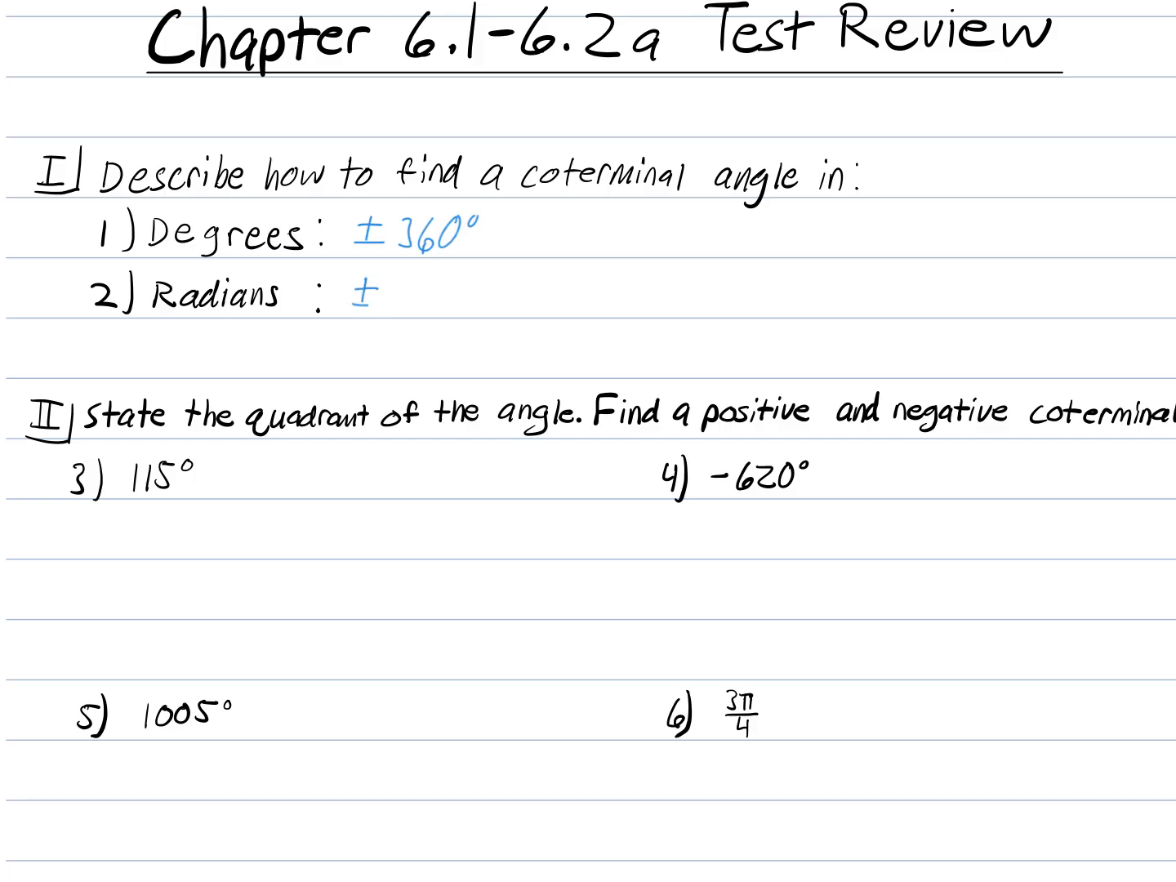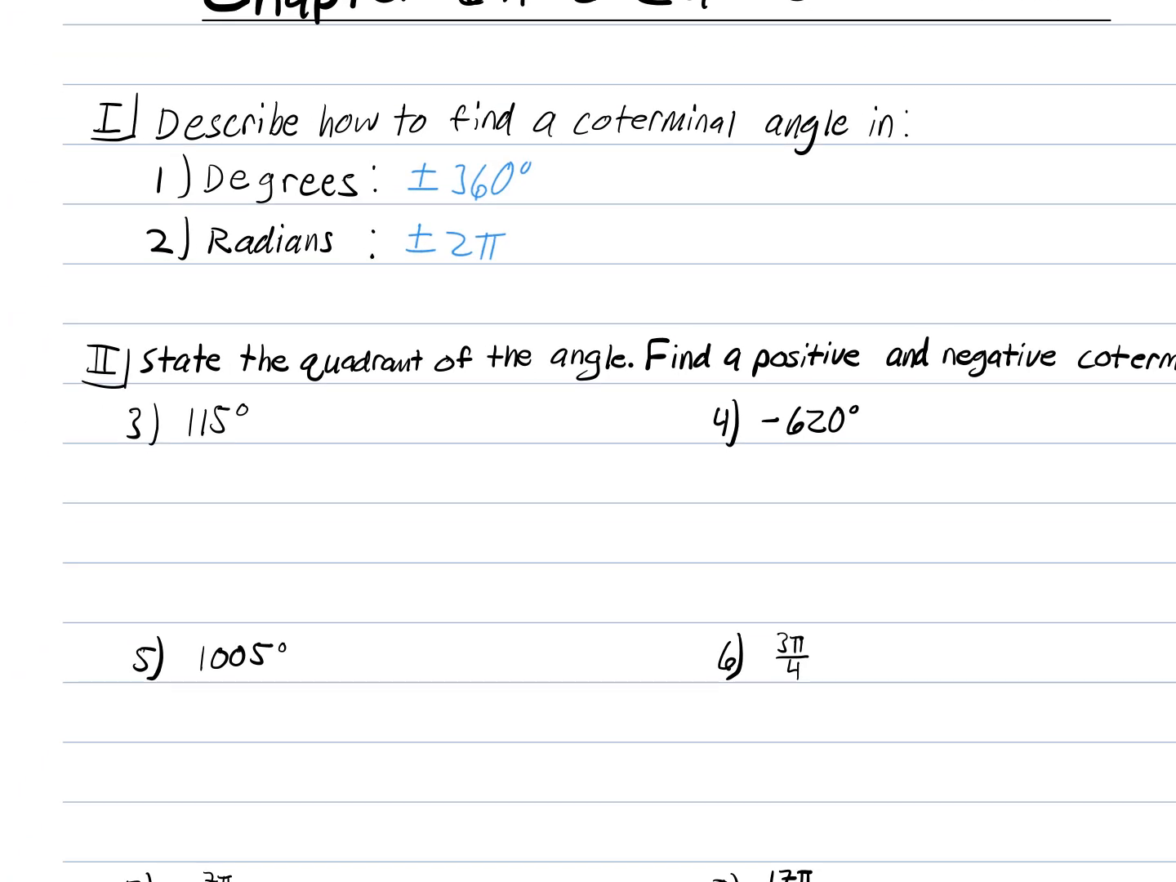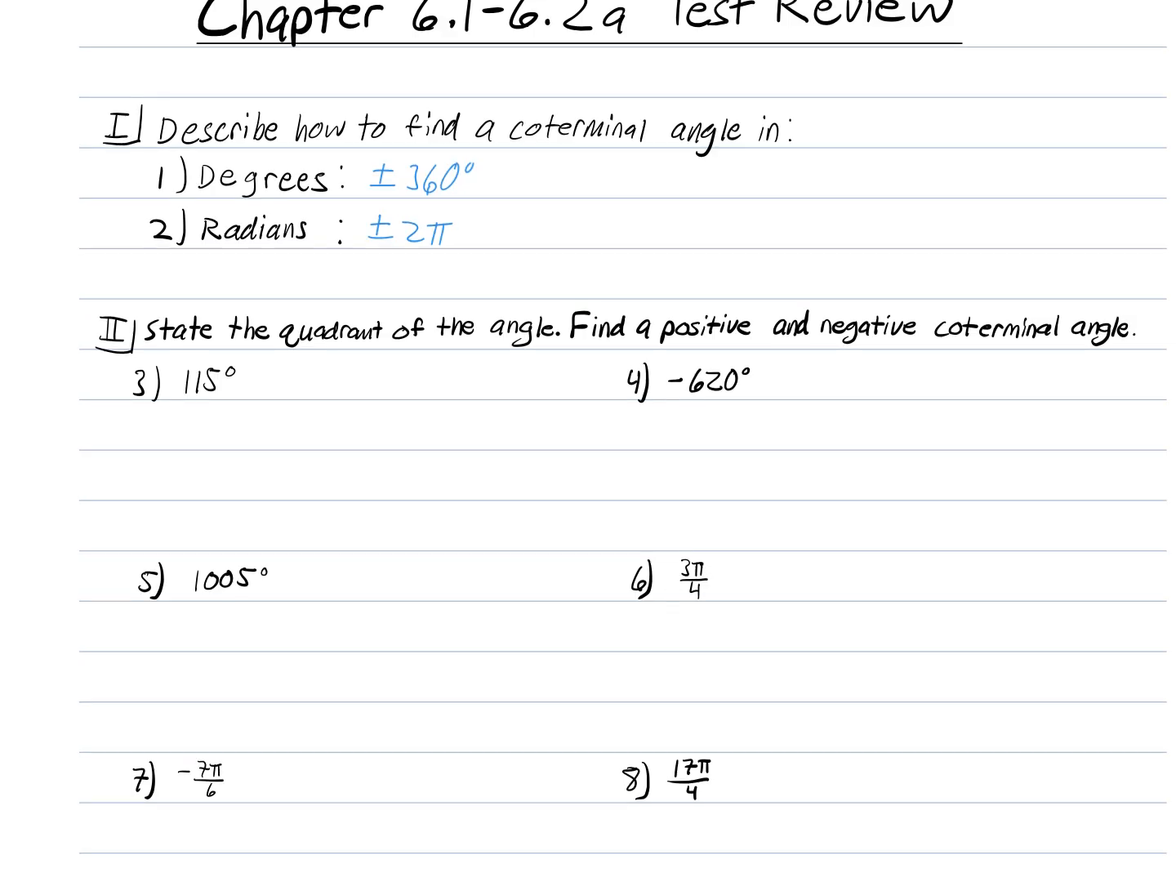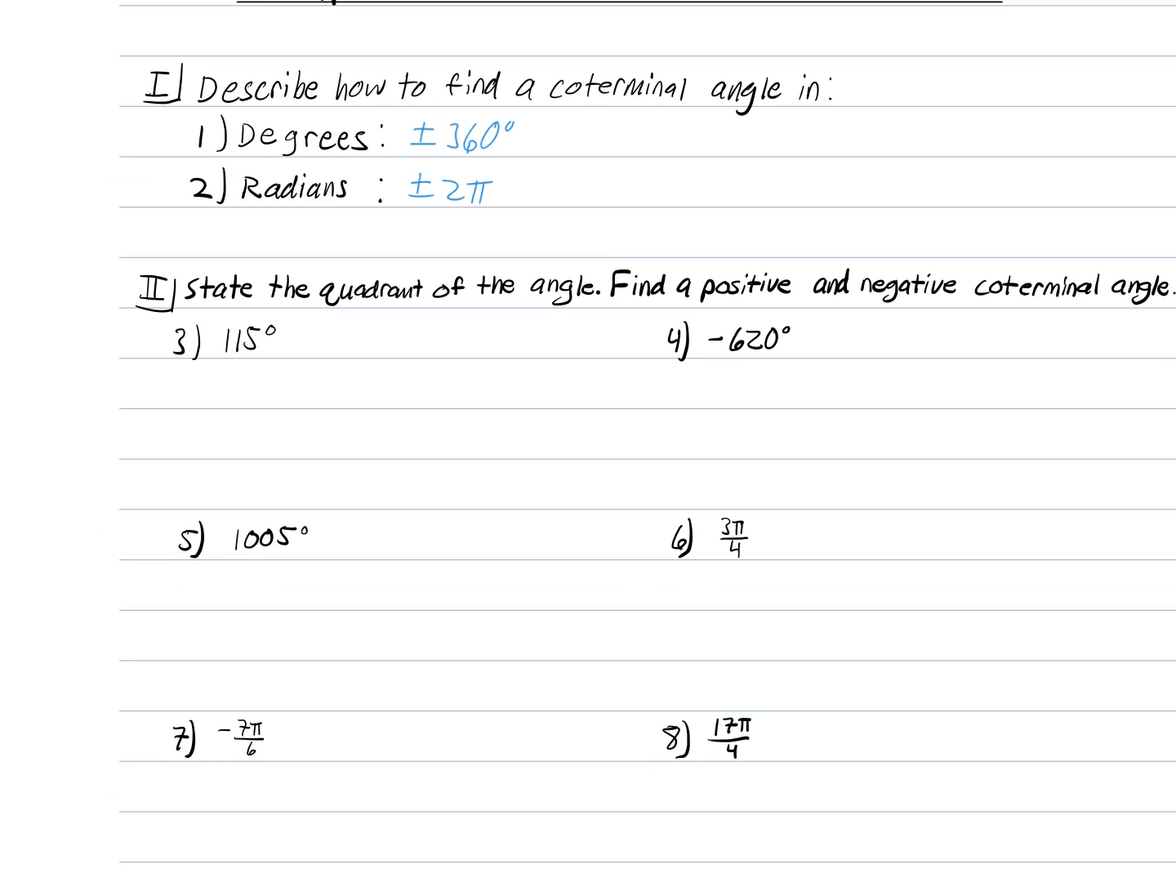With radians, you can add or subtract 2 pi, right? 2 pi is a full circle, full rotation, all right? Now, you'll, again, have questions that might ask you to find a positive and negative coterminal angle, and we might ask you just to state the quadrant of the angle, right? Either way, they should be doable with the same steps.